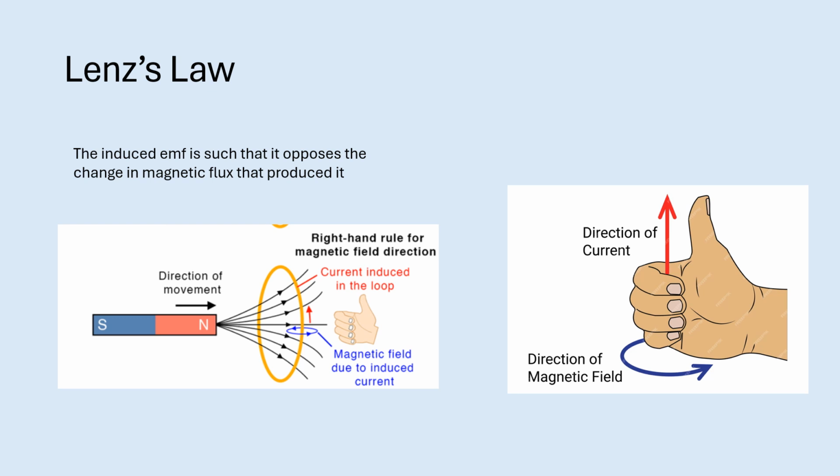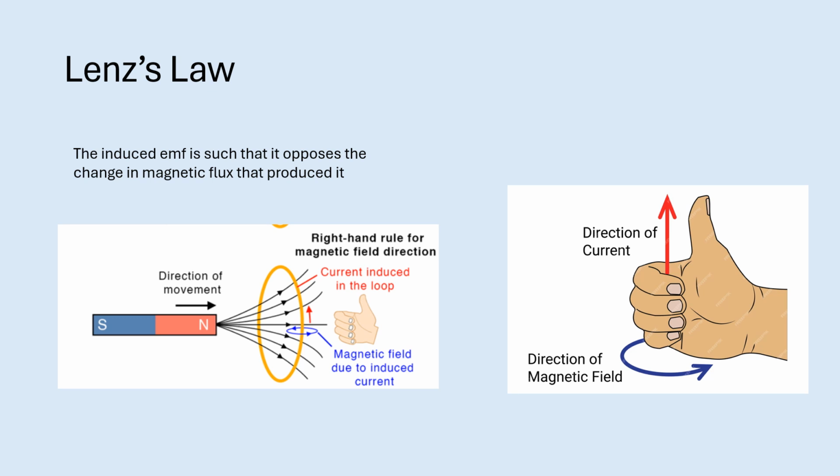Lenz's law says that the induced EMF is such that it opposes the change in magnetic flux that produced it. So we can see in this diagram, if the bar magnet is moving to the right, then if we choose this ring as our observation point, the magnetic field is going to be increasing. So Lenz's law says that the current is going to create a magnetic field that opposes that.